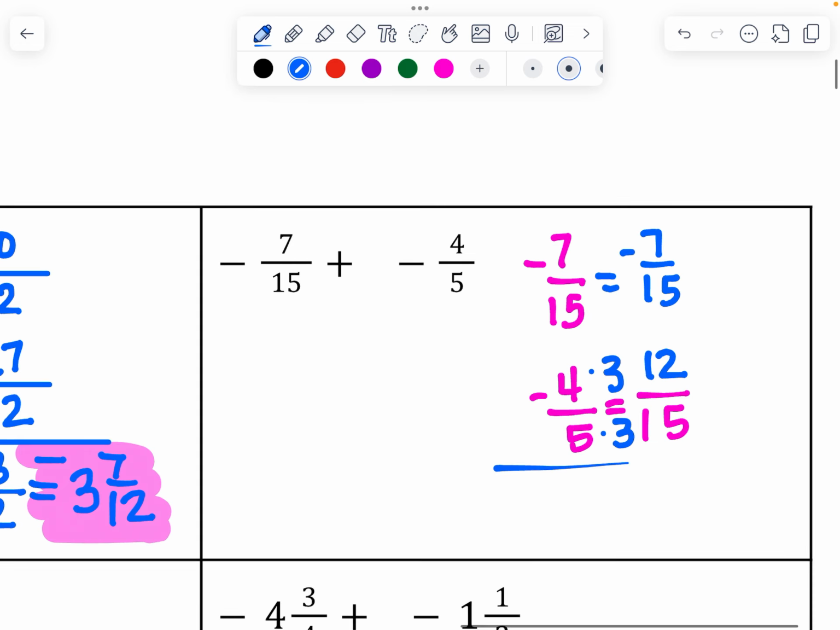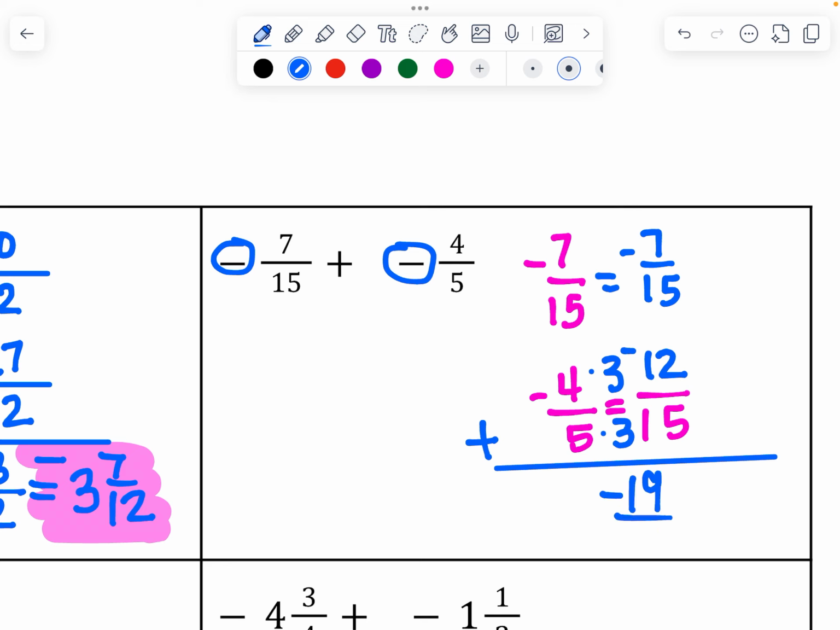And now because they are the same sign, I'm going to add. So I have -7 and -12 gives me -19/15. This is improper, so I'm actually going to change it into a mixed number. 15 goes into 19 one time with 4 left over.